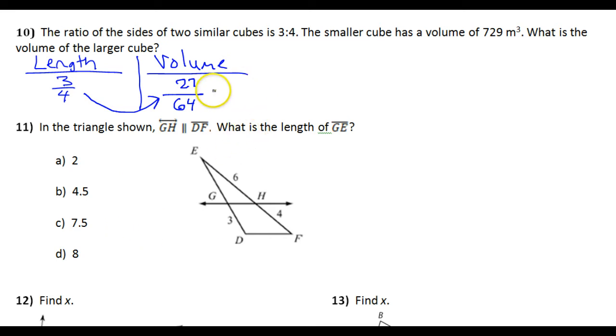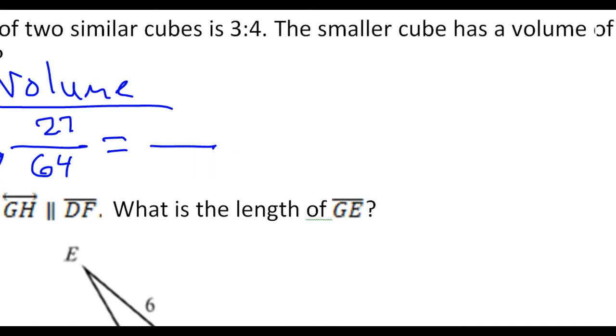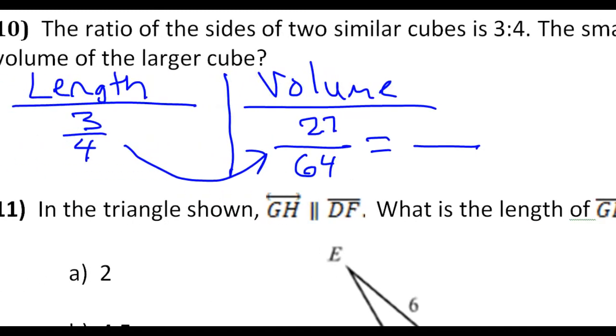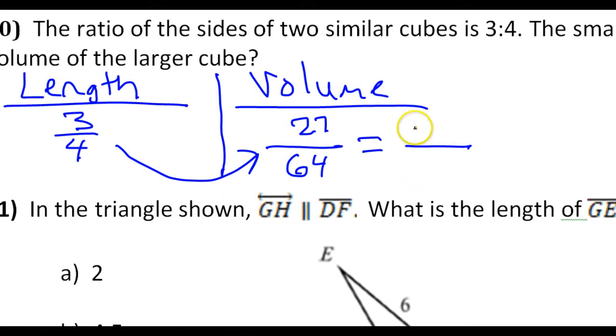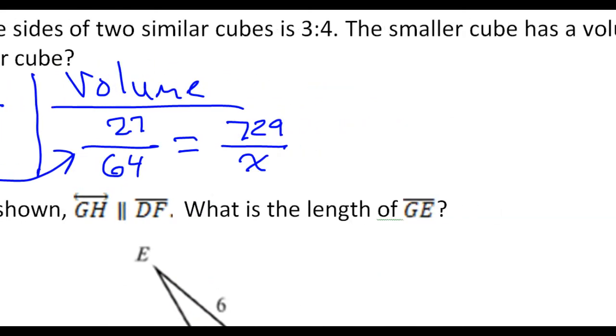Okay, so I'm going to use this scale factor and set up a volume proportion. Alright, this is small over big. So when they say the smaller cube has a volume of 729, okay, so we're going small over big. So the 729 is going to go here. And they want to know what is the volume of the larger cube. Well, that'll go here, small over big. So it's just a matter of cross multiplying here.